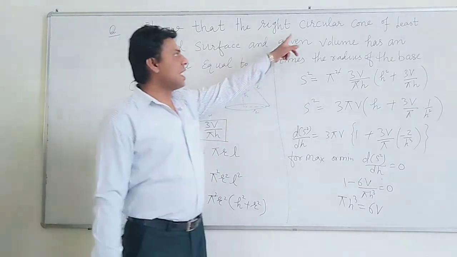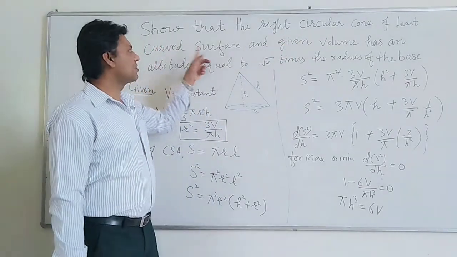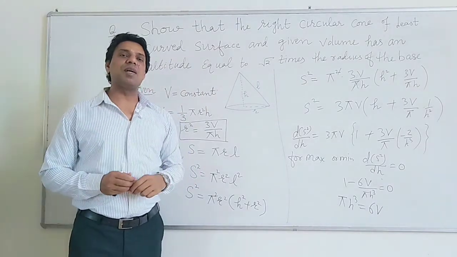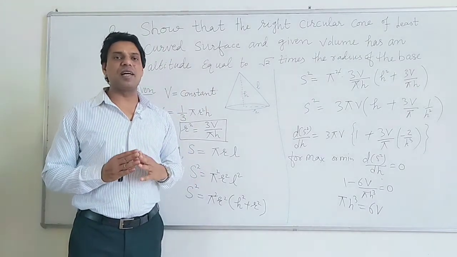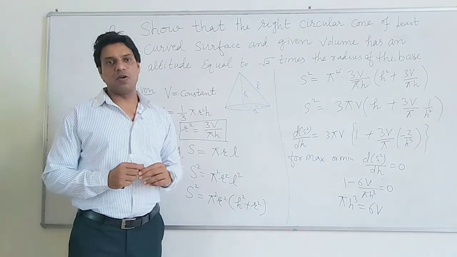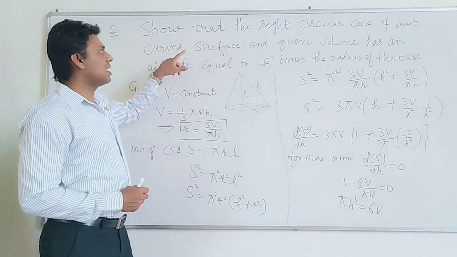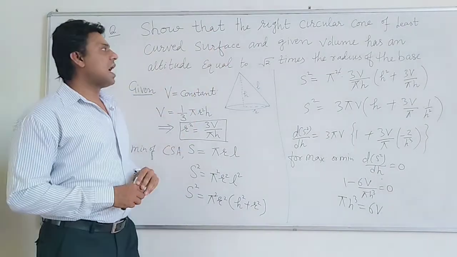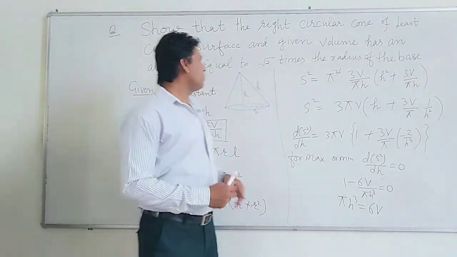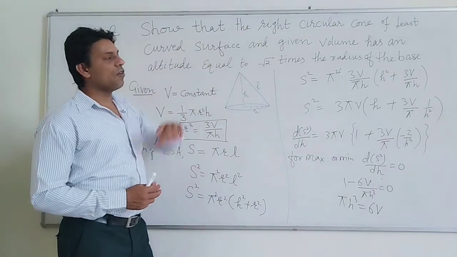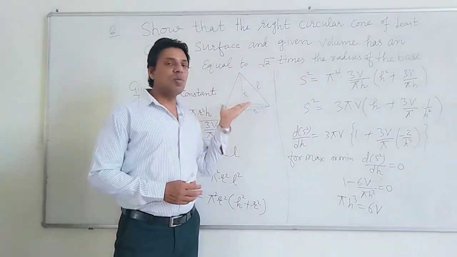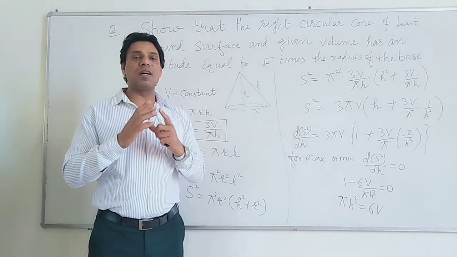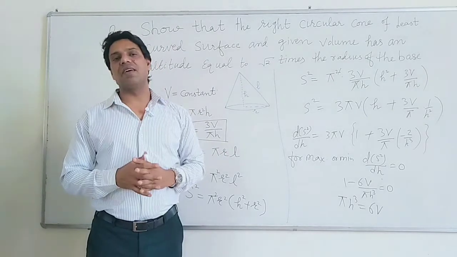Next thing, a right circular cone of least curved surface, that is minimum curved surface. So whose maxima and minima is to be studied? The curved surface area. So we have to study the maxima and minima of the curved surface area. And finally, given volume, that is, the volume of this cone is given. So the volume of the cone will give you the connection between the variables.